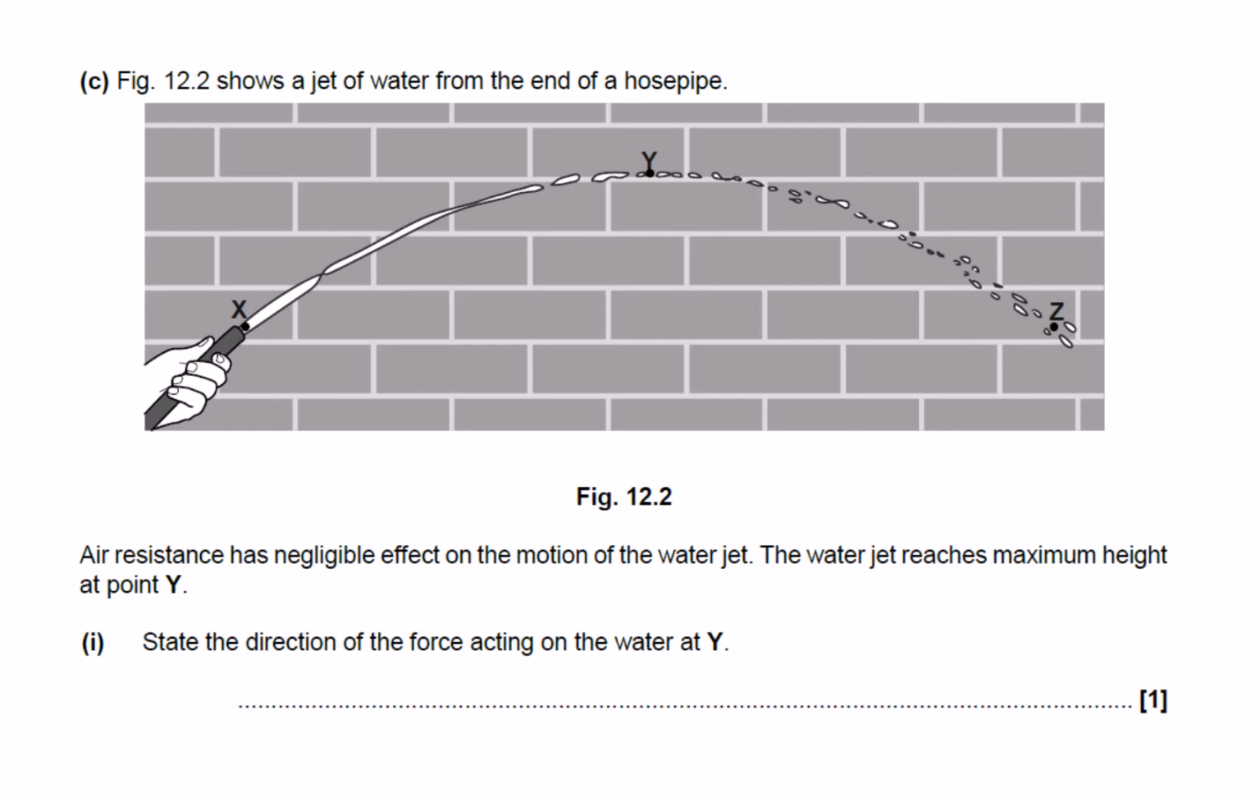Well, as the water exits from X, moves up to Y, and then starts coming down again towards Z, the only force acting is the weight of the water, and the weight of the water, of course, will be acting straight downwards at every single point along the water's trajectory. So the answer we want here is vertically downwards.